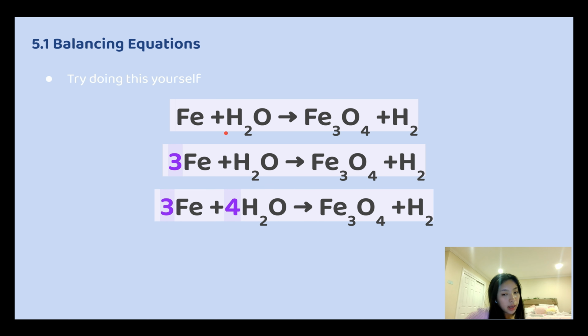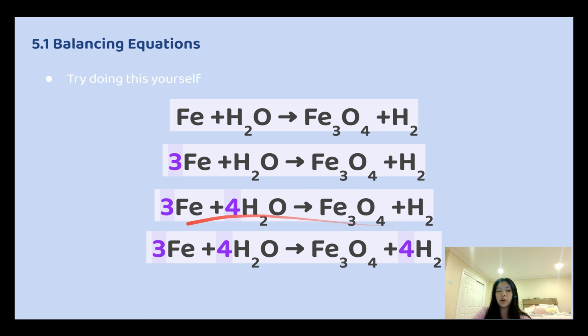But now that we've done that, if you look at this, there's going to be 8 hydrogen. But on the product side, there's only 2. So we're going to put a coefficient of 4 on the hydrogen on the product side so that this is balanced. Okay, so 3, 3, 8, 8, 4, and 4. So this is our final equation.